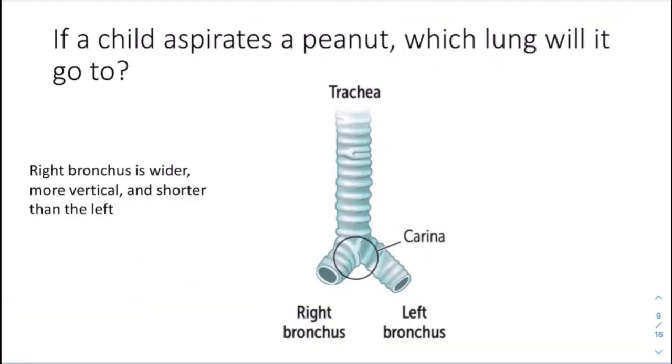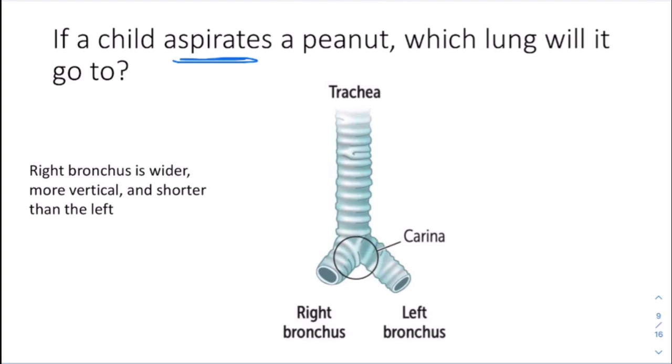Okay, so let's talk about some clinical correlations. If a child aspirates a peanut, and by the way, what we mean by aspiration is that when someone, instead of swallowing something, so instead of something going down the esophagus, it goes into the airways, goes into the trachea and the bronchi. So let's say a child aspirates a peanut.